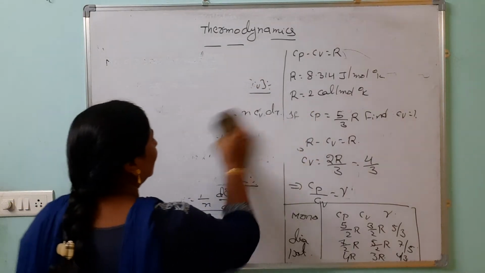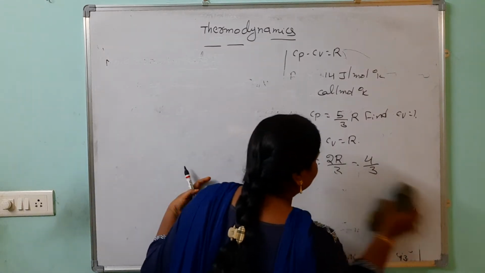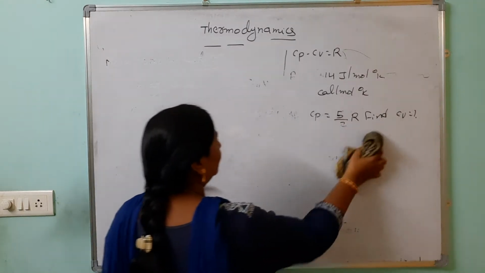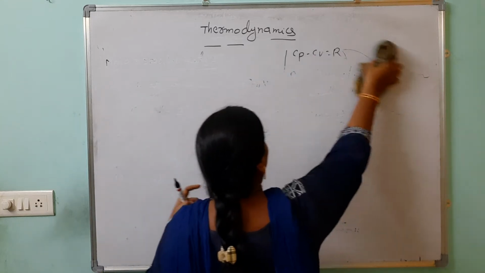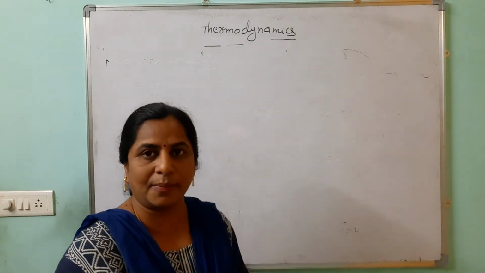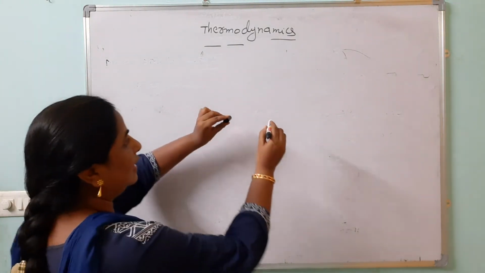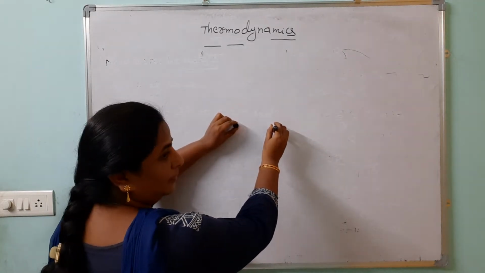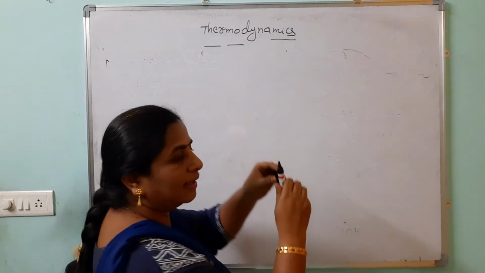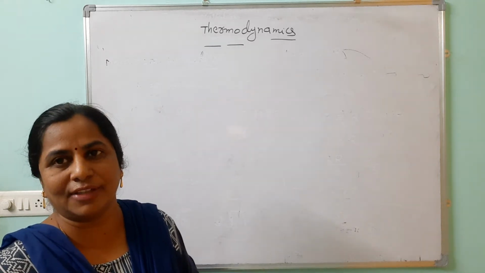What is the zeroth law of thermodynamics? If two bodies are separately in thermal equilibrium with a third one, then these two are also in thermal equilibrium with each other. Suppose this and this, both are separately in thermal equilibrium with this board. Then this marker and this cap also have the same temperature. This is called the zeroth law of thermodynamics.